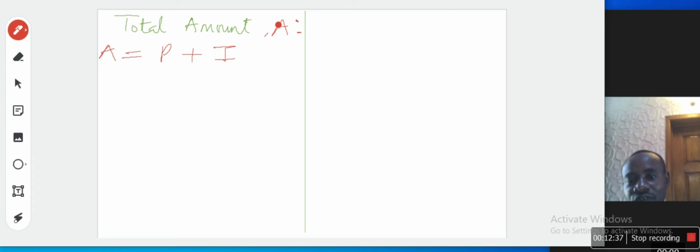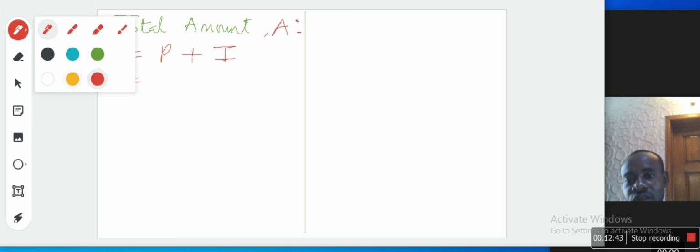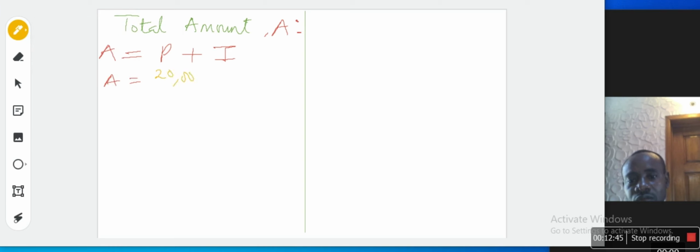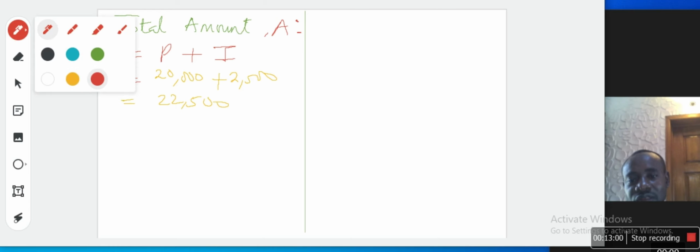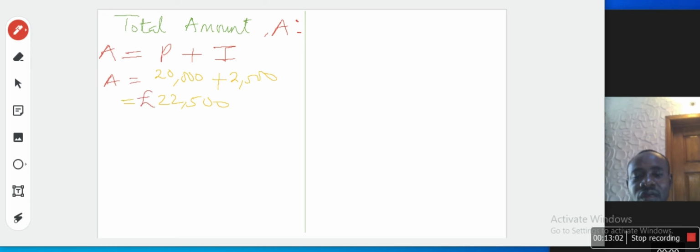So for that investor, his total amount will be equal to principal, which is 20,000, plus 2,500, and that is 22,500 pounds. Okay, so that's how easy this can be. I can give you other examples.